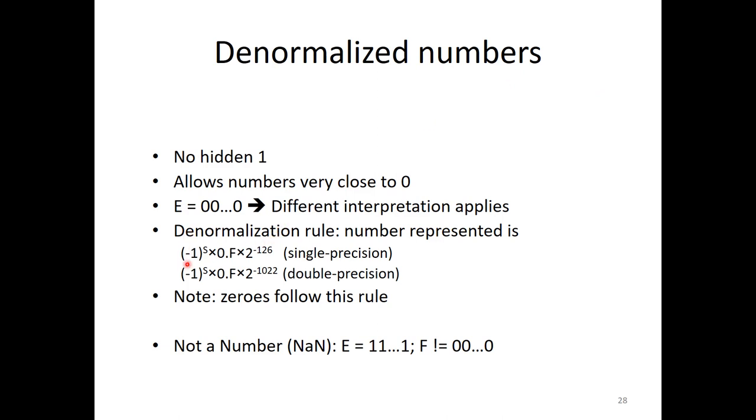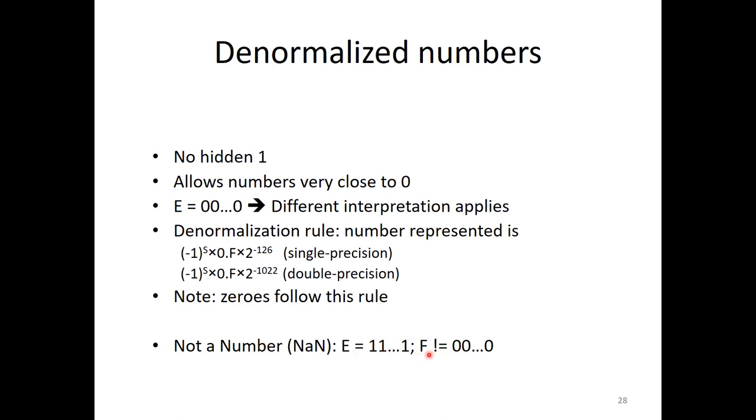And the rule is, again, minus 1 to the power s times 0.f times 2 to the power minus 126. It's not e minus something. There is no e here because they are very, very small numbers. And in double precision, the 64-bit system, it's minus 1 to the power s times 0.f times 2 to the power minus 1022. And zeros also follow this rule.